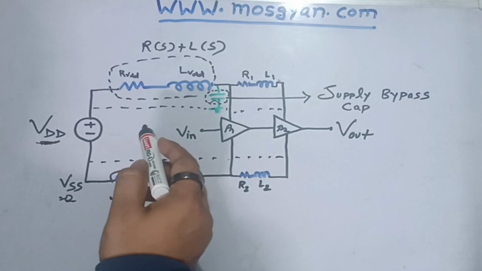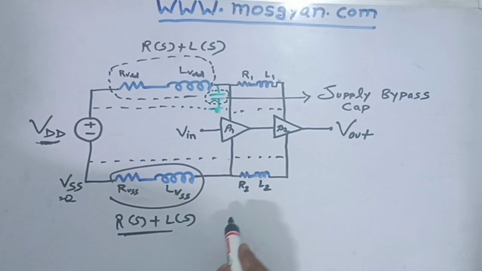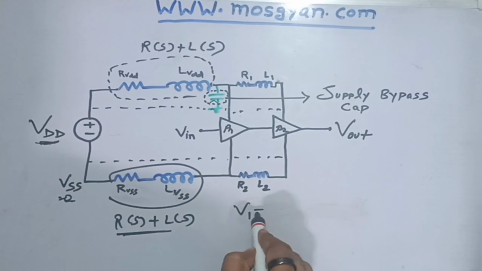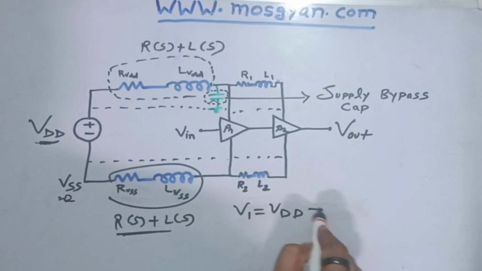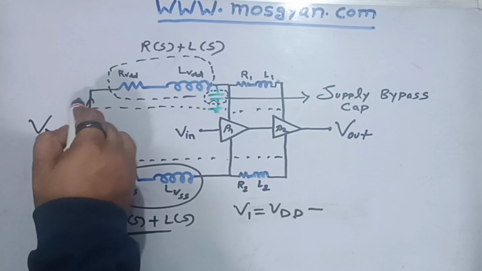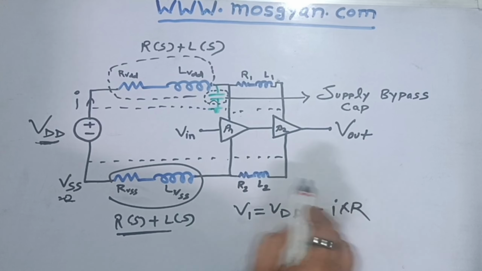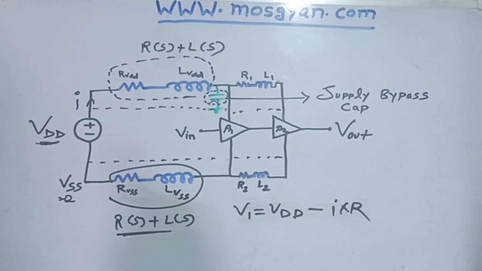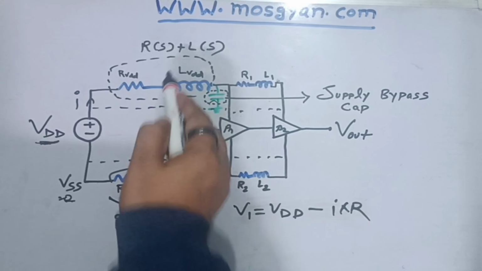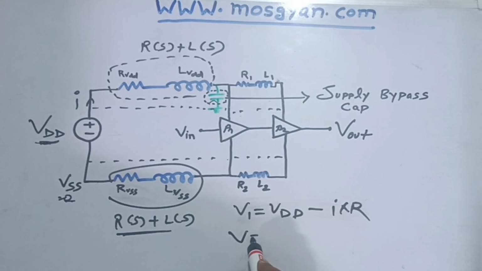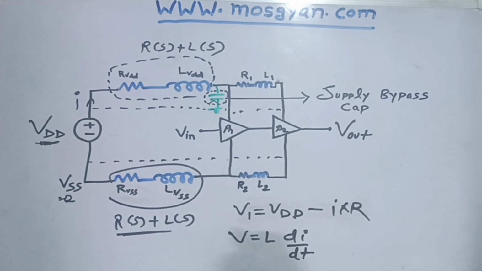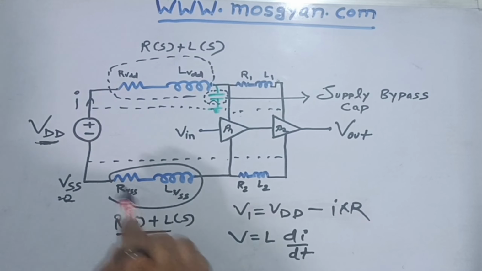The drop because of the resistance would be VDD minus I times R, where the current flowing because of this supply is I. And the drop because of the inductance can be represented by L di/dt. If the L value is higher, there will be more drop.